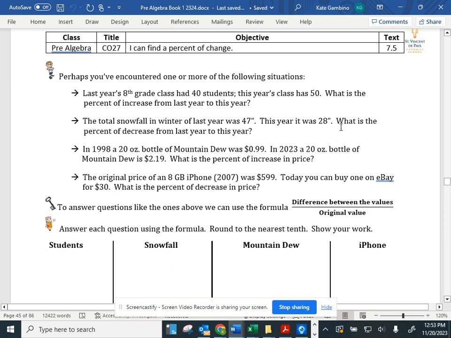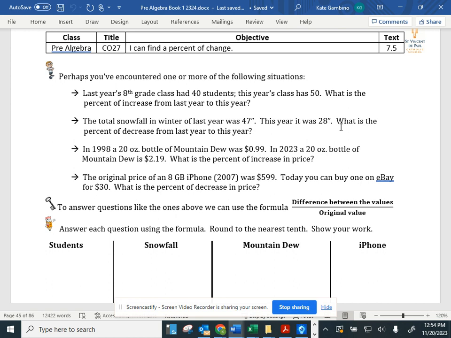Good afternoon. Today we are doing CO27. I can find a percent of change. So perhaps we've encountered one or more of the following situations. Last year's 8th grade class had 40 students. This year's class has 50. What is the percent of increase from last year to this year?